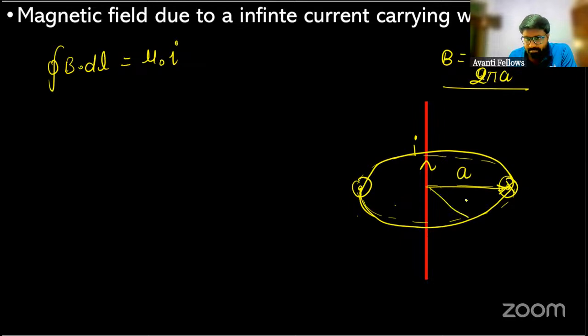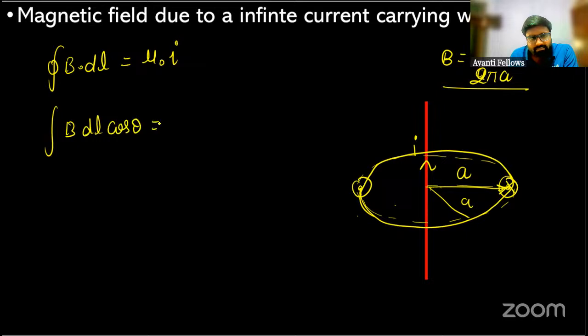Here also the distance is a, so the magnetic field will remain the same, only the direction is changing. Okay, so we can say the magnetic field is not changing. We can take it out of the integration. It will only become the line integral of the dl vector. And first of all, let me show you the angle also. It's B dl cos theta.